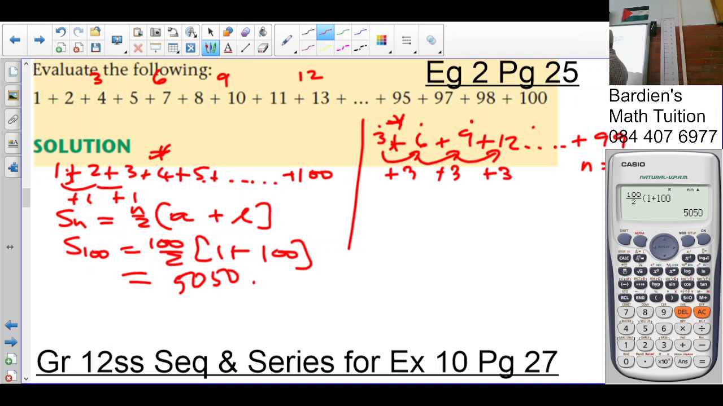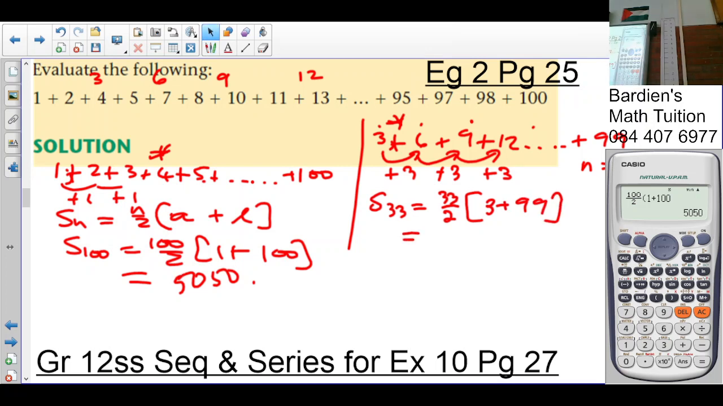Okay? So again, this is an arithmetic progression. So S33 is equal to n, which is 33 over 2, into a, which is 3, plus L, which is 99. Again, you could use the other formula. So that simply gives us 33 over 2 into 3 plus 99, which gives you 1683.